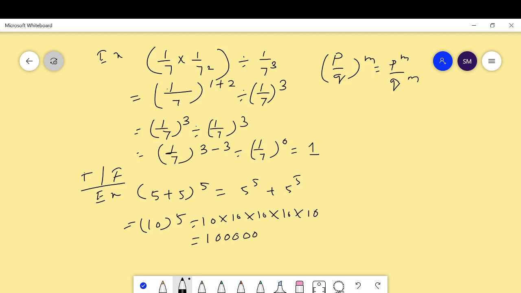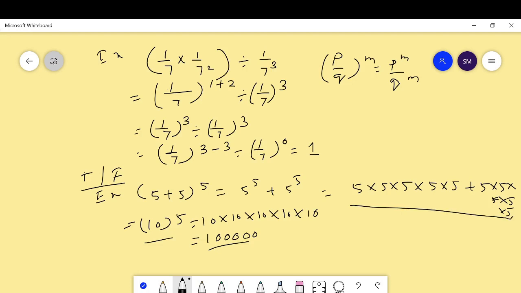This is the answer. But in the RHS, 5 to the power 5 means 5 into 5 into 5 into 5 into 5, plus 5 into 5 into 5 into 5 into 5. These are not equal. We cannot get the same answer. Okay. Then let us solve.